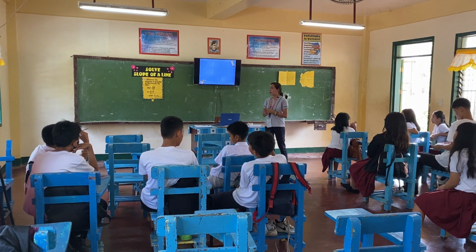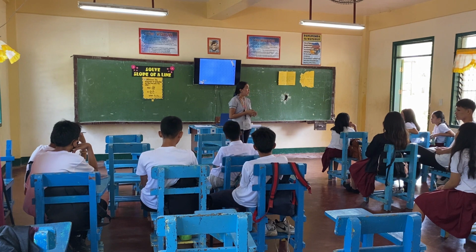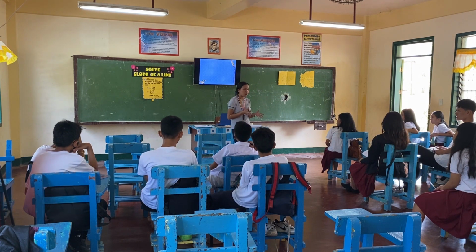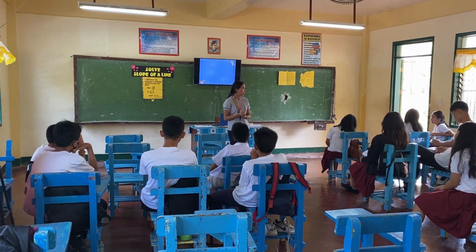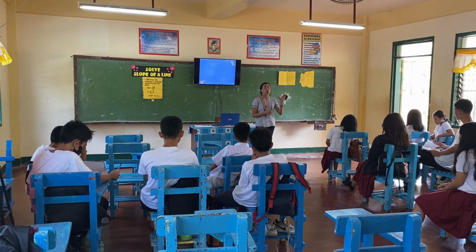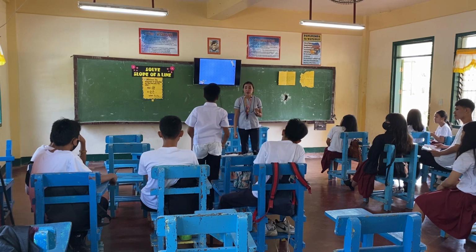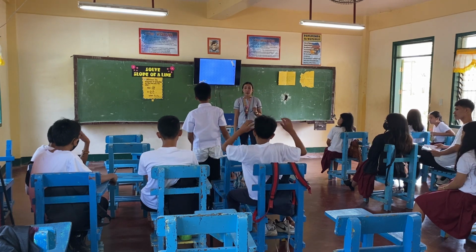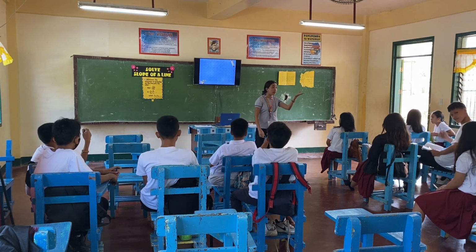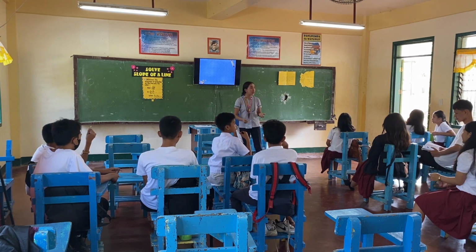So let's have, before we'll have our quiz or our evaluation, let's have first a summary on our discussion. So again, what is the formula in solving the slope of a line? Yes, Steve? M equals y sub 2 minus y sub 1 over x sub 2 minus x sub 1. M stands for? Slope. Okay, very good.